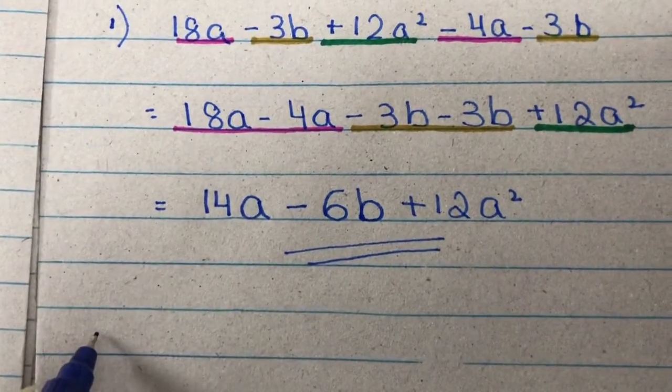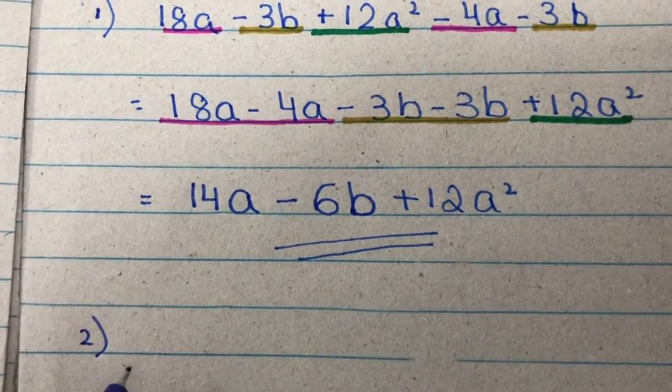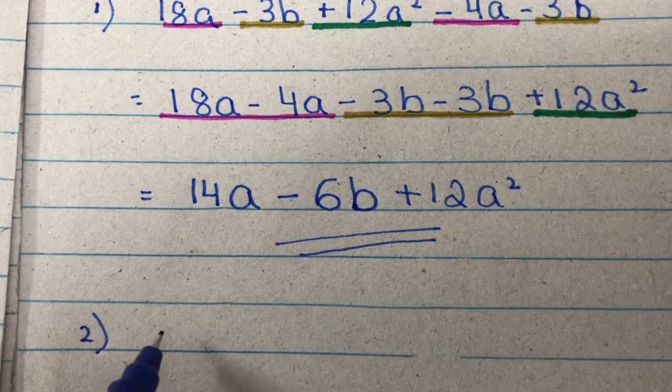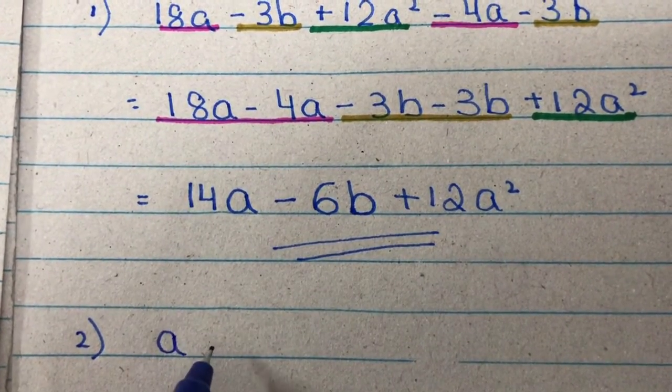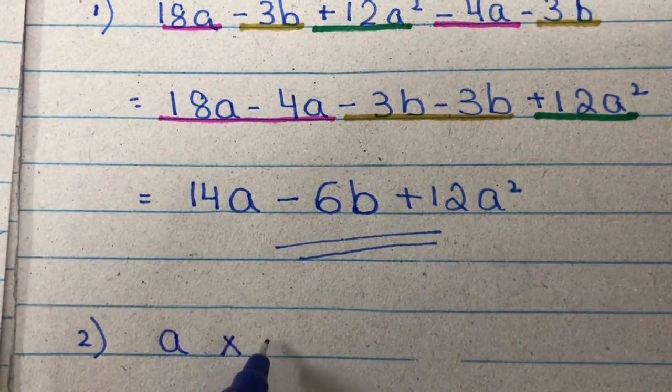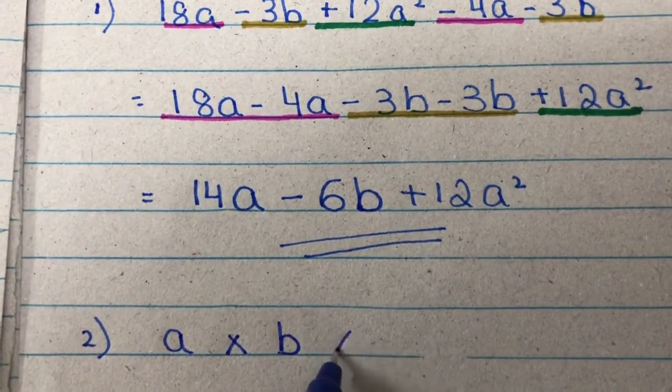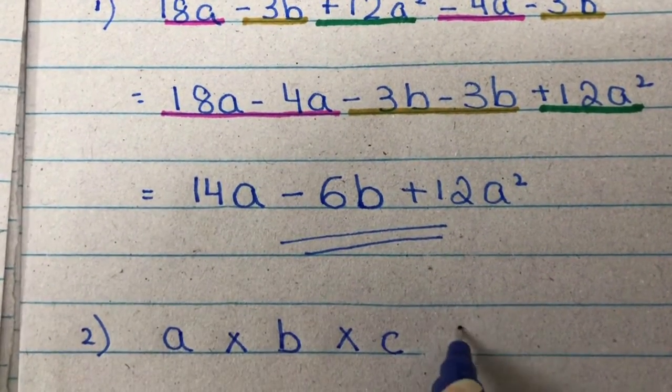Then we have done something like multiplication. For example, if I have an A, now this is a question. Question can have an A multiplied by B, multiplied by C, multiplied by D.